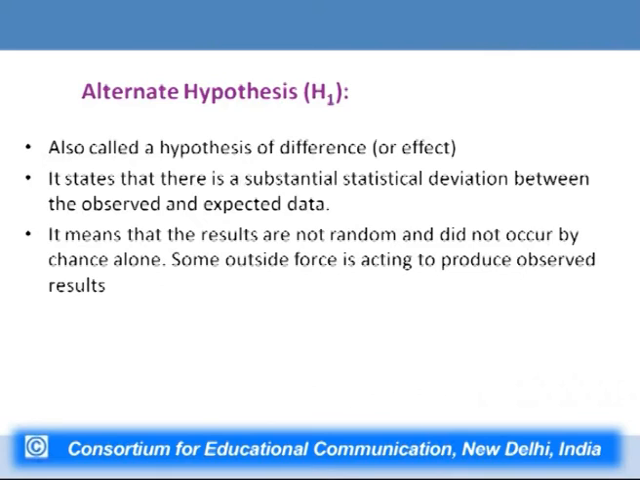The alternate hypothesis or H1 is also known as a hypothesis of difference or a hypothesis of effect, and it states that there is a substantial statistical deviation between the observed and the expected data. It means that the results are not random and did not occur by chance alone. Some outside force, or a force within the organism, is acting to produce the observed result. So, whatever hypothesis we are proposing, some force beyond that hypothesis is acting on the individuals, leading to a result which deviates significantly from the expected result.